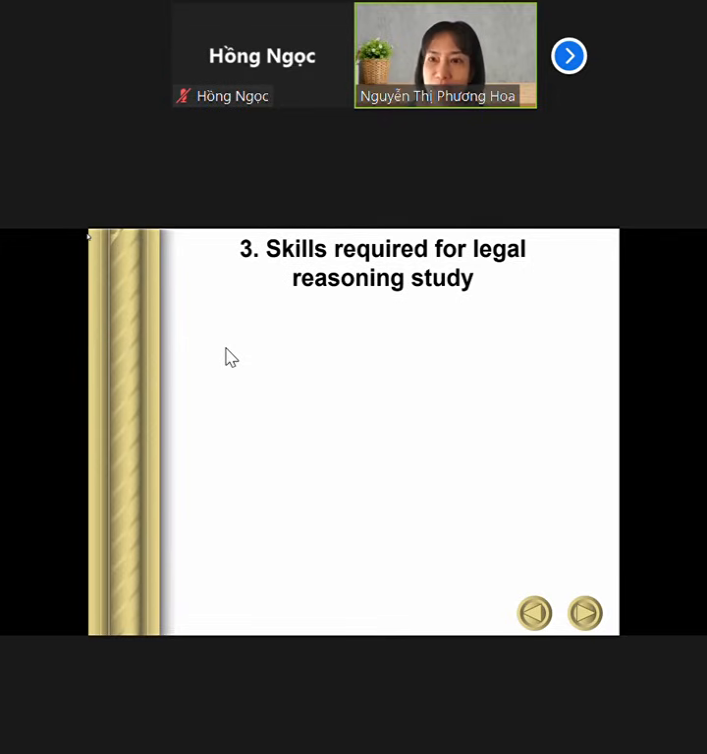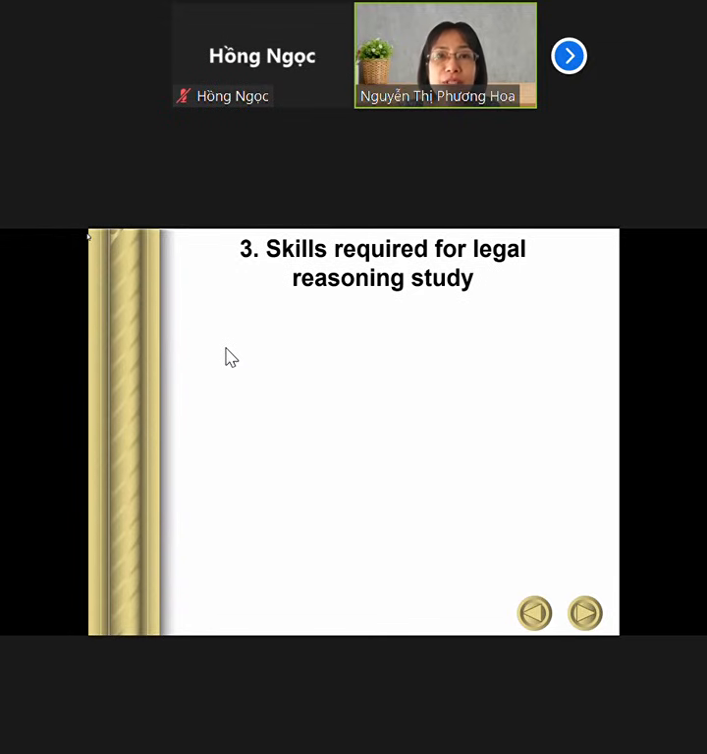Again, participation marking depends on your attendance at the lecture time, and most of the questions fall within the discussion questions in class. Previously we stopped at the purposes of legal reasoning study. Today we will focus on the skills needed for legal reasoning study.